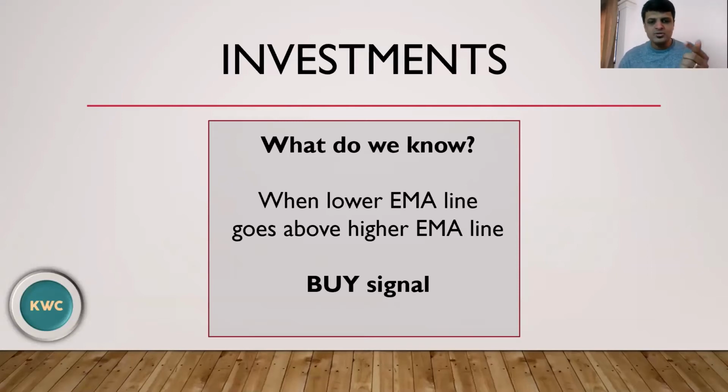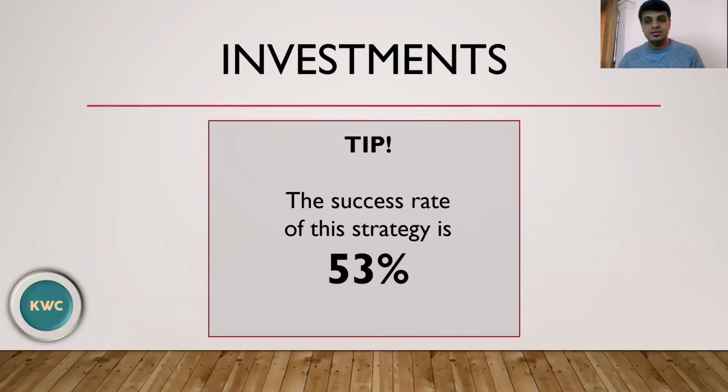Okay, so when we see that the lower goes above the higher, buy probably, yes, okay. And when the lower goes below the high, sell probably, okay. But I want you to know that the success rate is around 53%. Now, who did this? There have been people who have back tested this strategy, and they figured out that it averages around 53%. They've done 100 trades, only 53 of them went right.